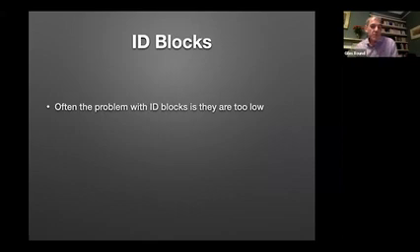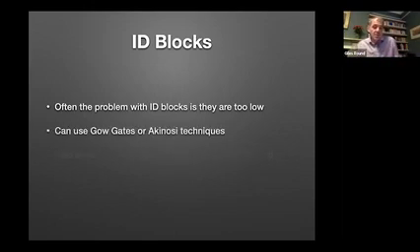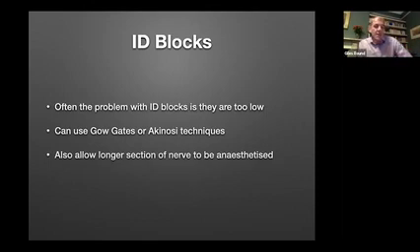A common problem with blocks is they're quite often too low. So there are other techniques to supplement our anesthesia, or actually deliver a slightly higher block. Again, that's to allow us, if we've got a really inflamed pulp, to deliver our local to block those nodes of Ranvier. So we've got other techniques. We've got the Gow-Gates and Akinosi techniques.